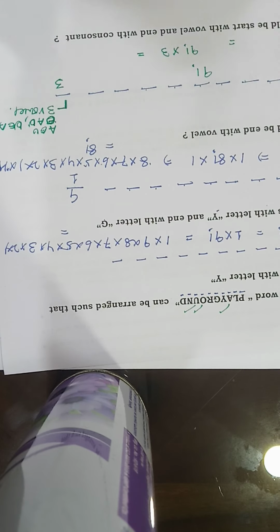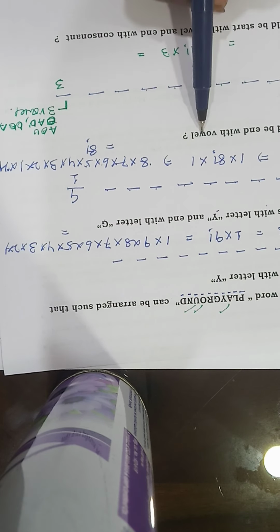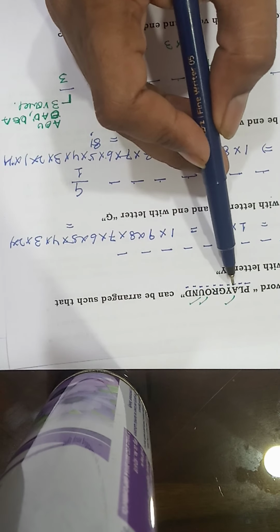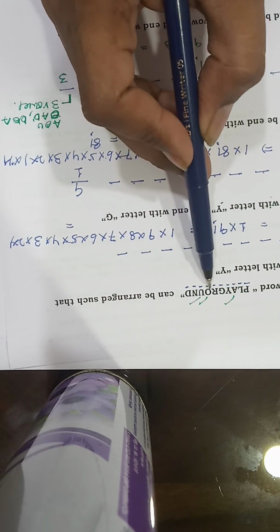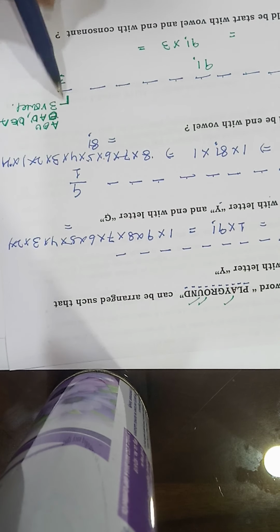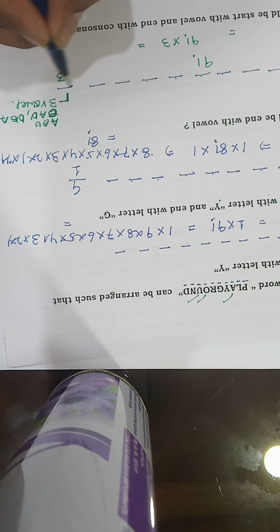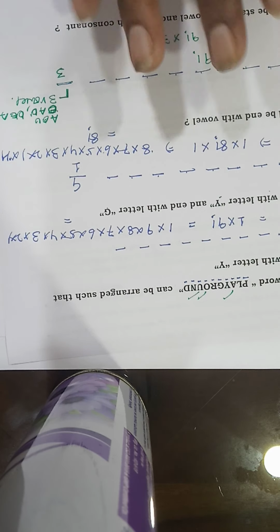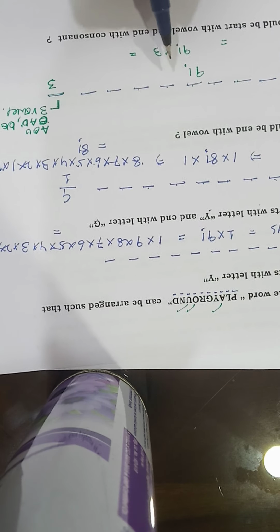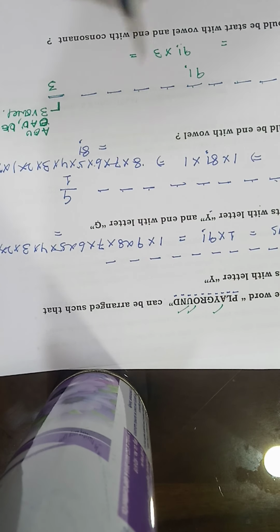Okay, very clear. Again I tell you, the word should end with a vowel. There are 3 vowels in PLAYGROUND: A, O and U. So you can write over here 3, and the rest of the places are 9. So 9 factorial. The answer will be 9 factorial into 3.